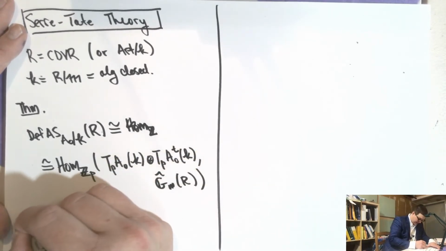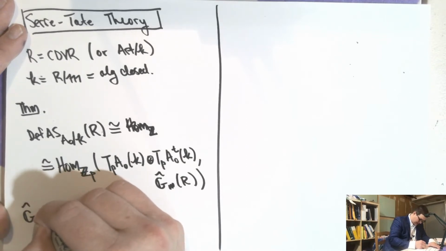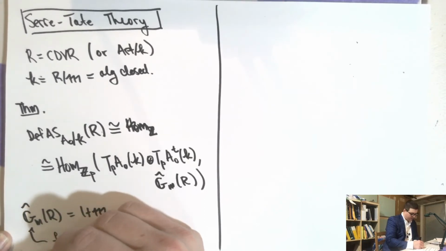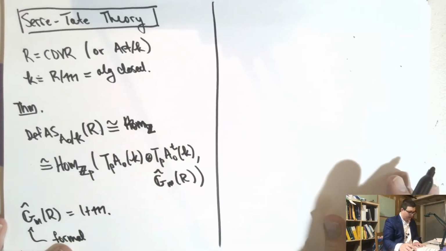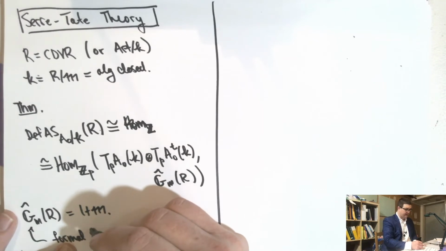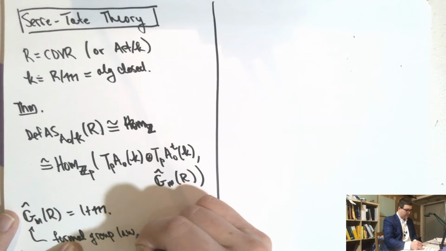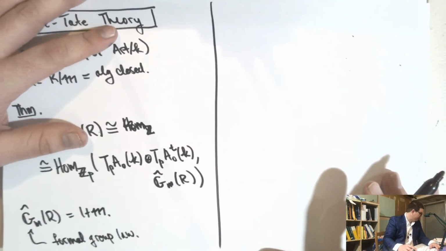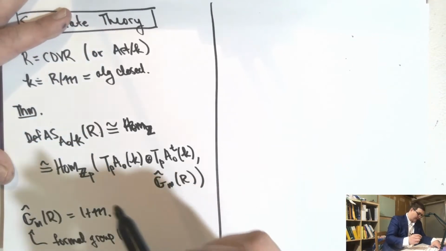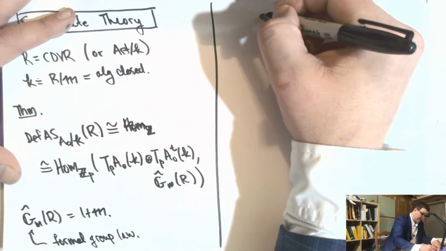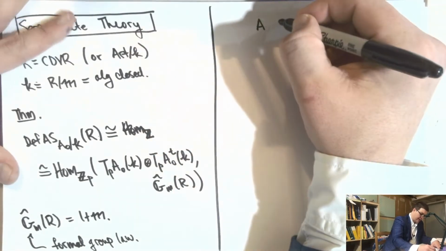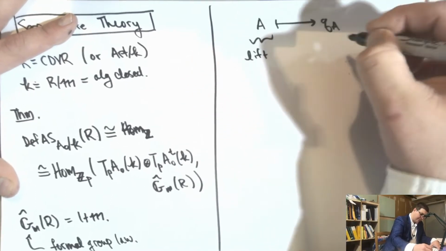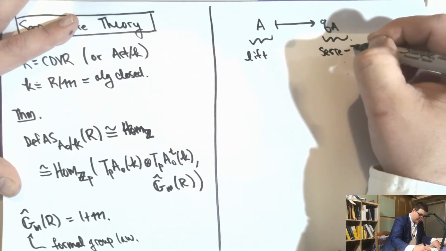So this thing here is 1 plus M. This is the completion, the formal. In the paper they call it a formal Lie algebra, but this is a formal group. So this is a formal group law, or formal group, and this is the completion of G_m at the identity. And so the map takes a lift and maps it to q of A, the Serre-Tate pairing.